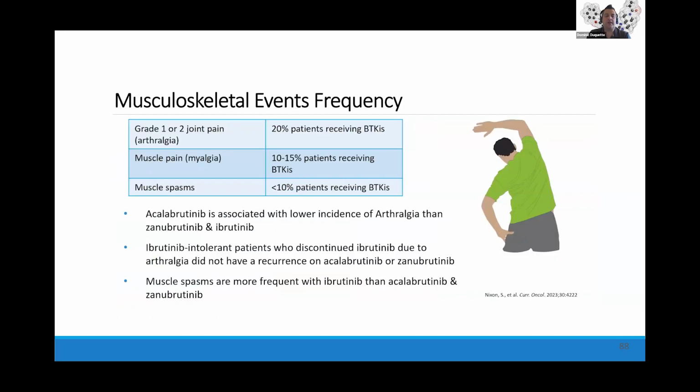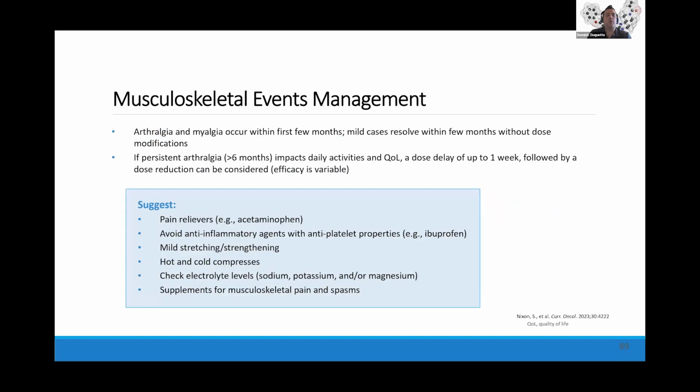What about arthralgia? There can be arthralgia, myalgia, and muscle spasms. So acalabrutinib is associated with a lower incidence of arthralgia than the two others, but muscle spasms are more frequent in ibrutinib than acalabrutinib or zanubrutinib. Now, again, this is a case that mostly resolves within a few months without those modifications. Only for severe cases should you dose delay, as small as possible if you can.